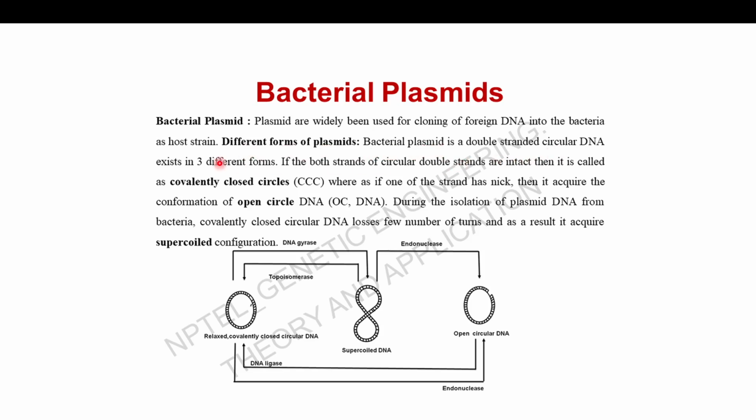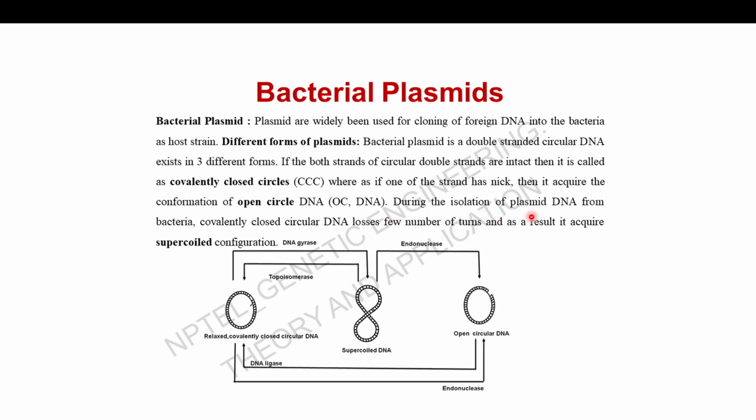Bacterial plasmid is a double-stranded circular DNA which can primarily exist in three different forms. If both the strands of the circular double strands are intact, then it is called a covalently closed circular plasmid. This is the one that we are talking about here. And if one of the strands has a nick, so what was the nick that I was talking about? There is an absence of a covalent linkage. If one of the strands has a nick, then it acquires the conformation of open circle DNA. One strand is fine, the other strand has one phosphodiester linkage missing.